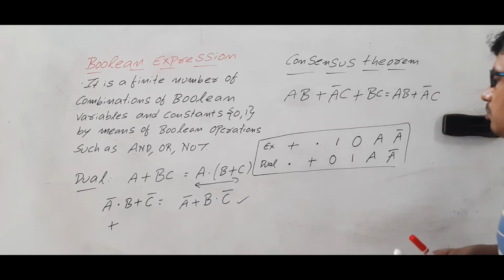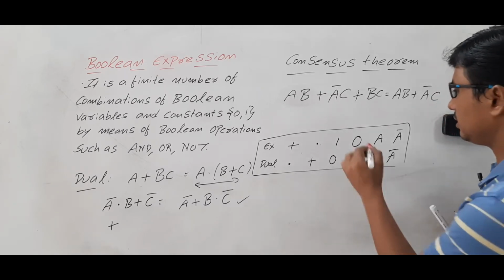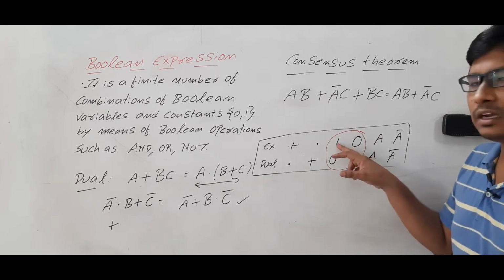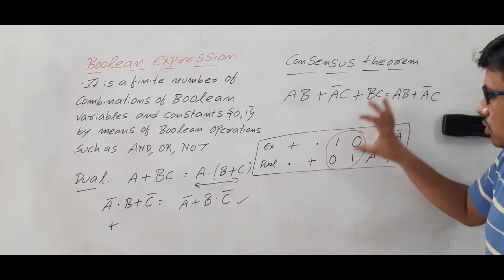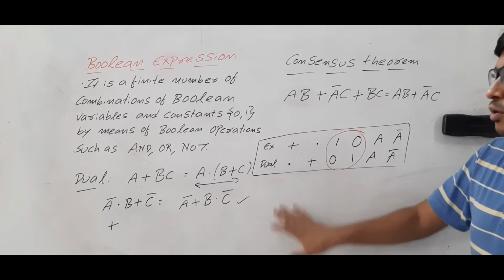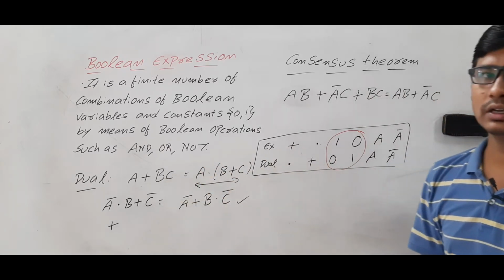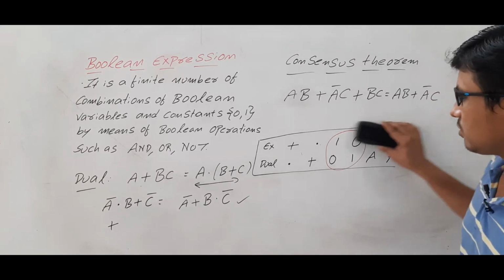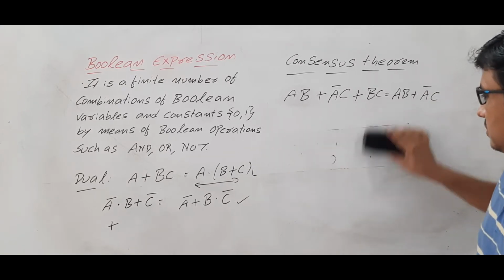This is very important. A lot of people will confuse this one. They will think that it is a complement. No. The dual of 1 is 0, and the dual of 0 is 1. I hope you have understood how to find the dual of an expression. Is it clear? So I request everyone to note down these points.